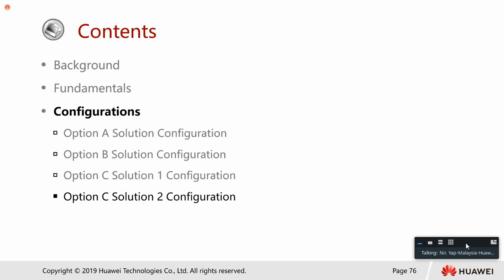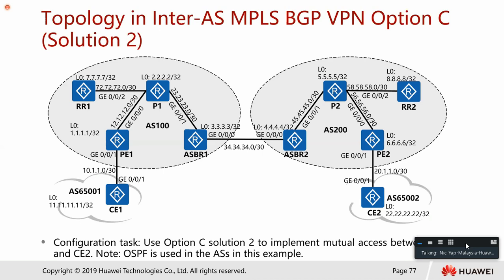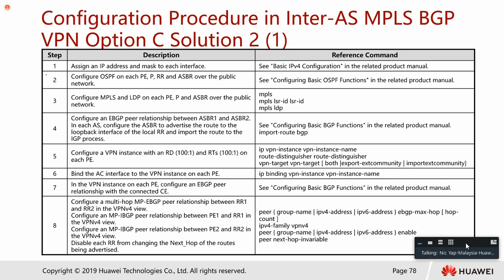Under this solution 2 configuration, it's the same topology that we had earlier on, with RR1 and RR2, adding the RR. So actually the configuration will be pretty similar, just with some different changes here. First, that is pretty normal: define IP addresses. Configure OSPF, the basic IGP within your ASs. Then the basic MPLS: configure MPLS, LDP on PEs and ASBRs over the public network. Then followed by the eBGP between ASBRs.